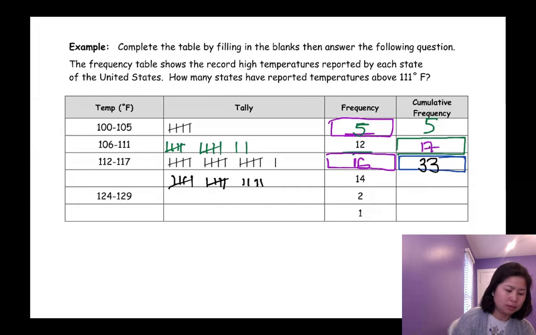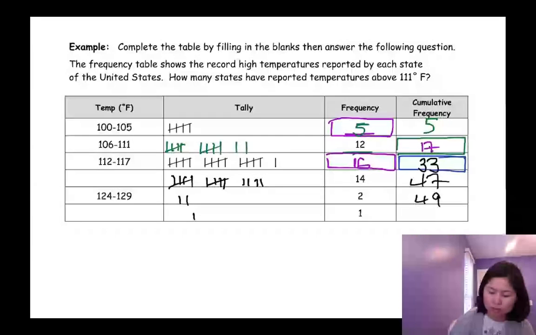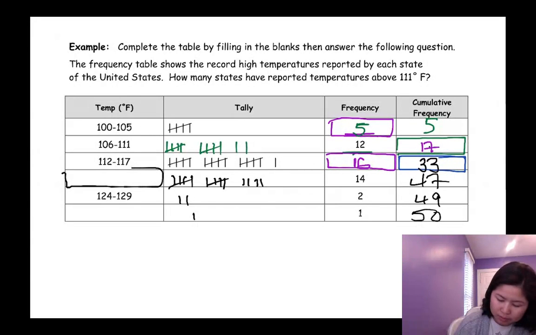So 33 plus 14 gave me 47. I'm going to finish up this problem. I think that you got the idea. 49. This is 1. This is 50. Now, this one is a little bit hard, right? You have to come up with a class.